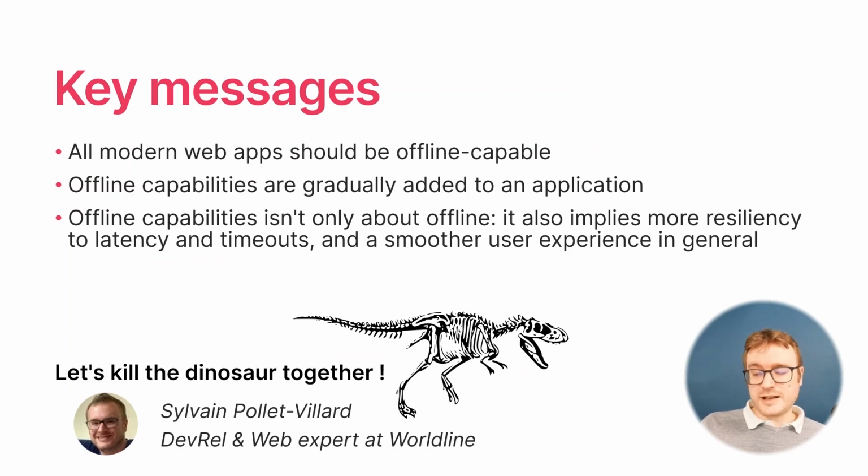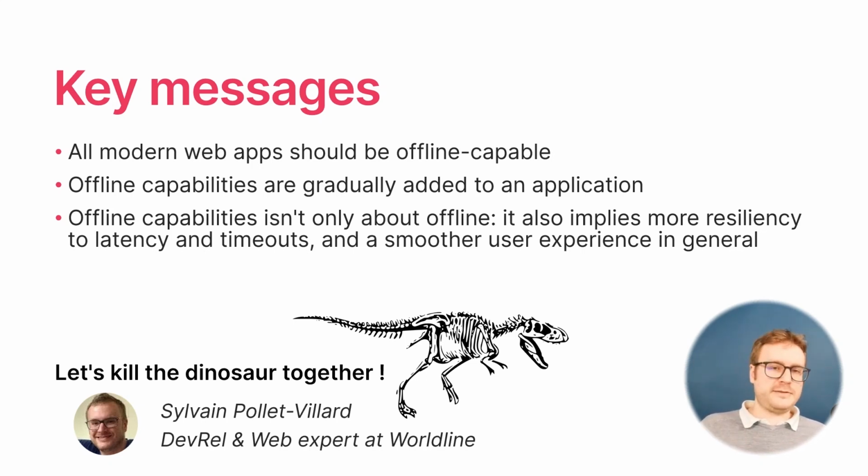So the key messages I wanted to give you in this talk are, first, that all modern web applications should be offline capable, because it's very important for the user experience. They can be gradually added to an application. It's not a black or white thing. You don't have to address everything at once. You can go progressively from level 0 to 1, 2, 3.